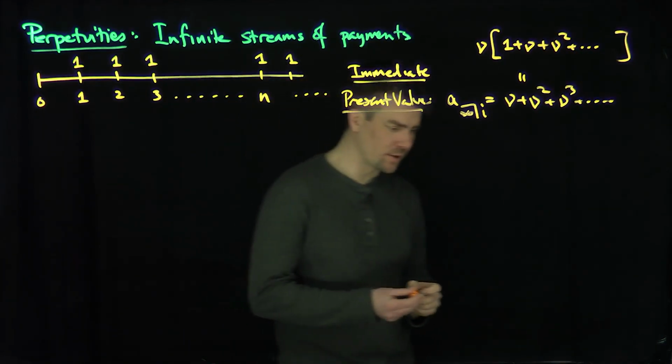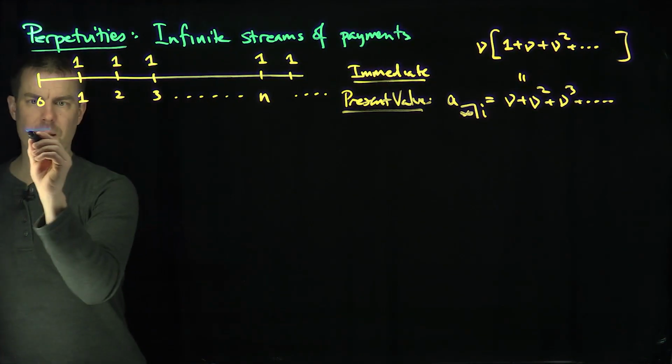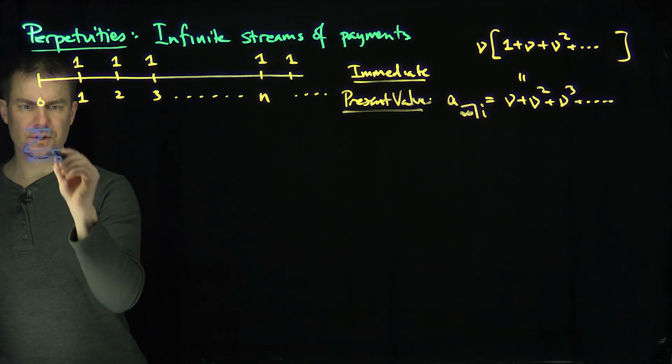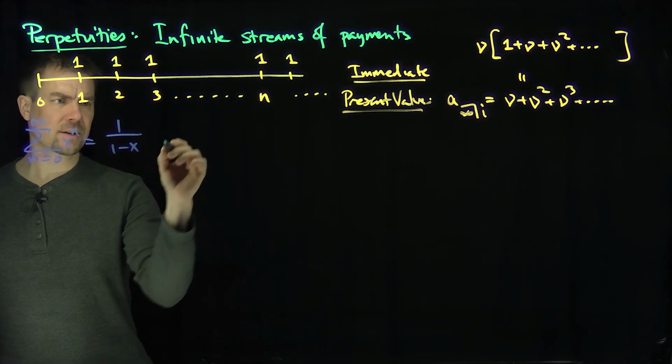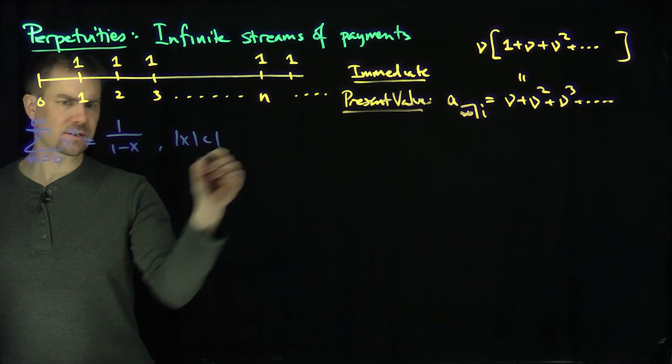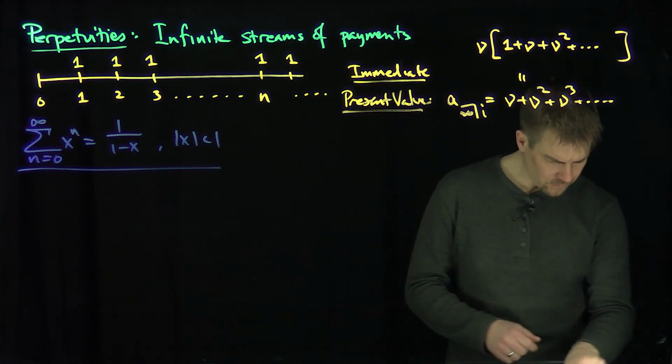Now we're going to use the geometric series formula. The geometric series formula says that the sum, n goes from 0 to infinity, of x to the n is 1 over 1 minus x if the absolute value of x is less than 1. That's the geometric series formula, so I'm going to use that formula over here.